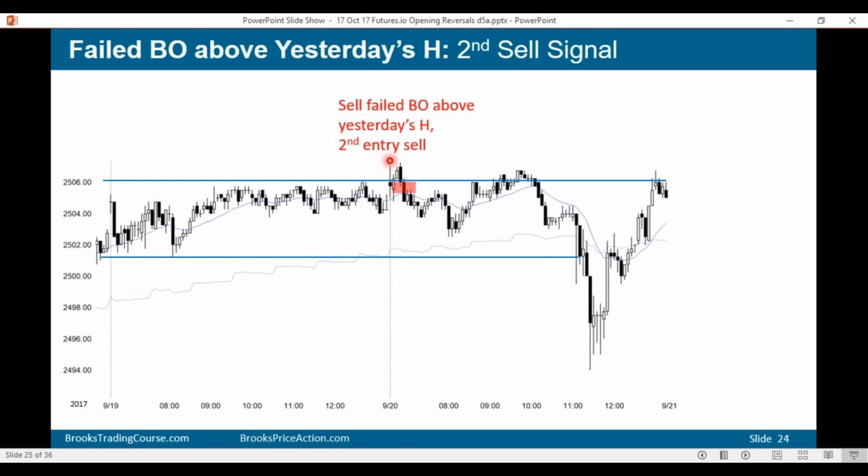Yesterday, we broke above yesterday's high and reversed down below a doji bar. Not a great sell. It looks like the kind of bar that you'd expect in a tight trading range. However, we broke again above yesterday's high and we're reversing down a second time, and this time with a bear bar closing near its low. That is a higher probability sell.